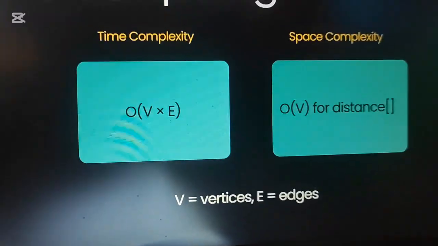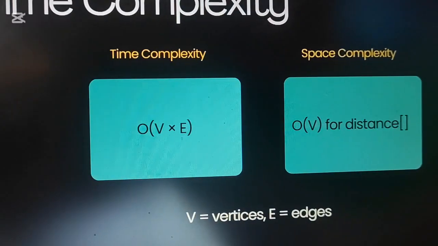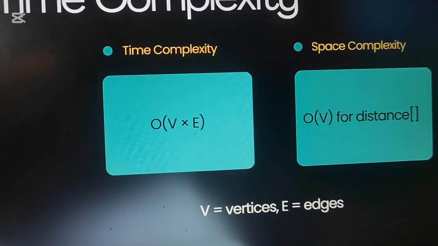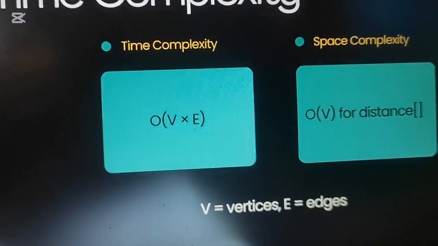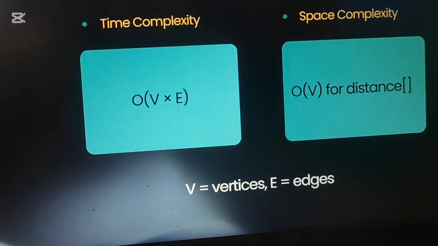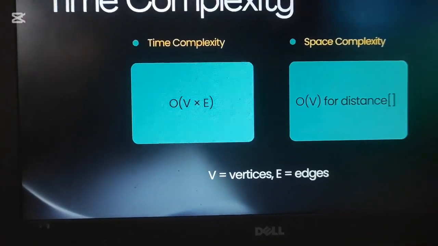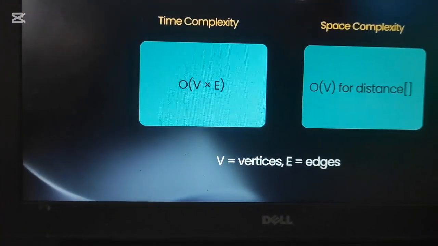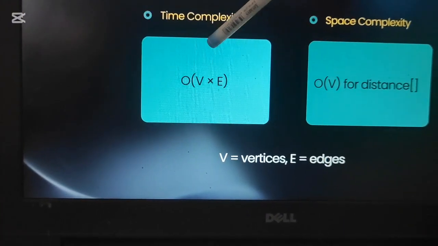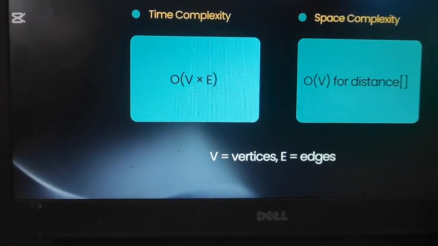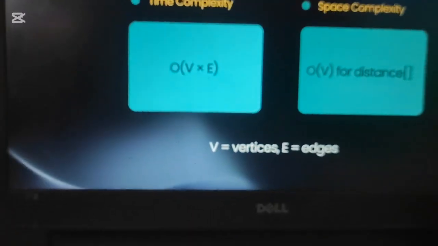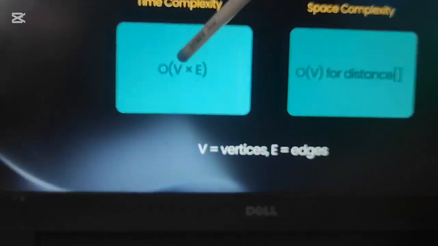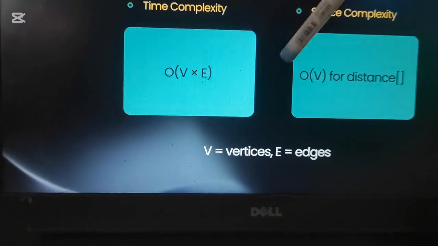So we are heading toward the time and space complexity. Let's talk about the time and space complexity of the Bellman-Ford algorithm. The time complexity is O(VE), where V is the number of vertices and E is the number of edges. The space complexity is O(V) for storing the distance array.